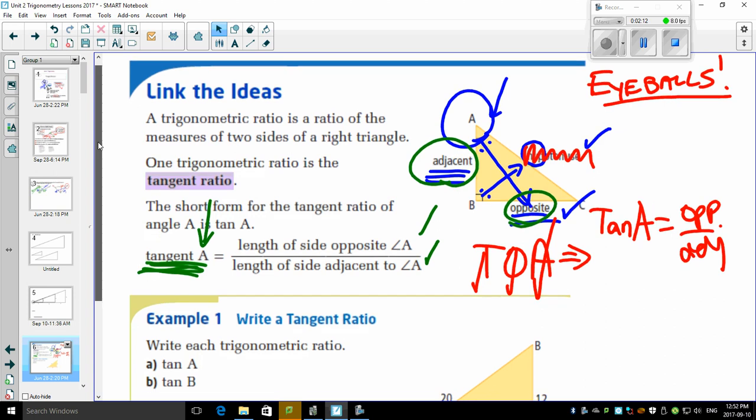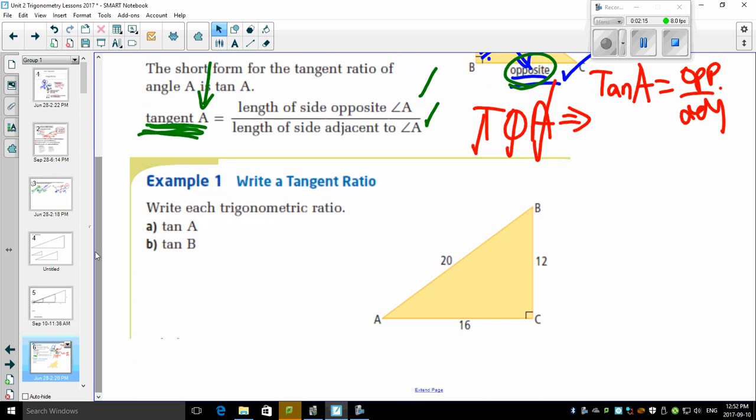All right, so let's see what we can do in terms of setting this question up. Now, read the question. It says write the tangent ratio. Easy peasy, right? Well, let's first start with tan A. In tan A, there's our reference angle. That's the one you circle. If you circle that, now we label the triangle. Even before we write anything out, we always, always, always label the triangle. So let's do that right now.